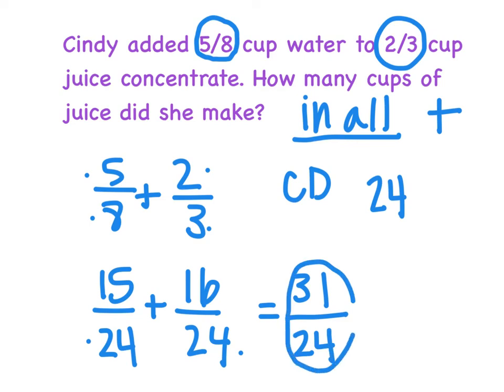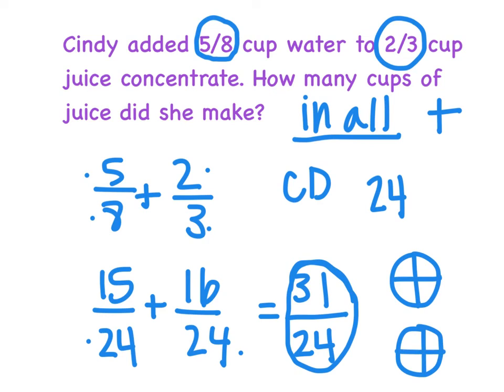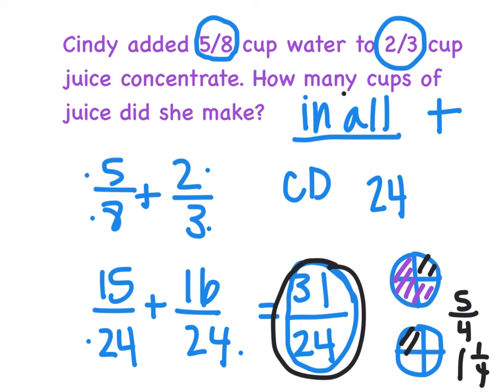Is it okay to have a numerator that's bigger than a denominator? Yeah, that's totally fine. That would be similar to saying that we had something like 3/4 and we added 2/4 and now we have 5/4 or 1 and 1/4. So it's totally fine to have more than one. In this case, that just means that she has more than 1 cup of juice, and that's okay.